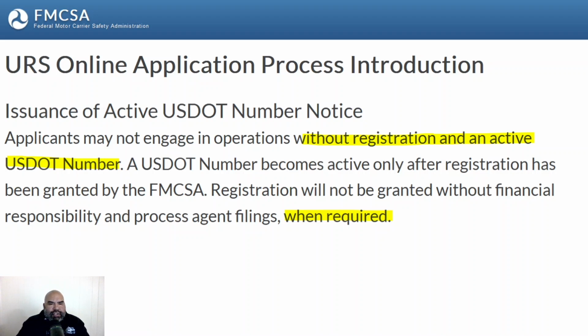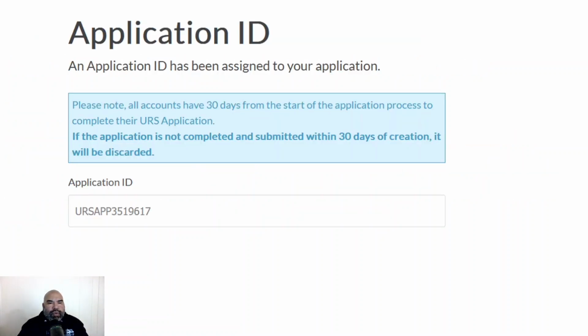Issuing an active USDOT number notice or issuance. Applicants may not engage in operations without registration and an active USDOT number. A USDOT number becomes active only after registration has been granted by FMCSA. So again, in order to operate, you have to have an active USDOT number, which is what we're applying through here.